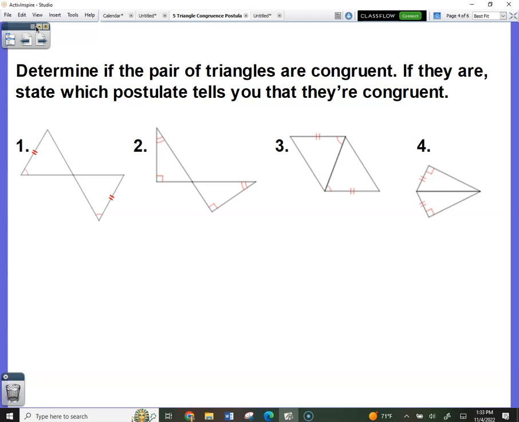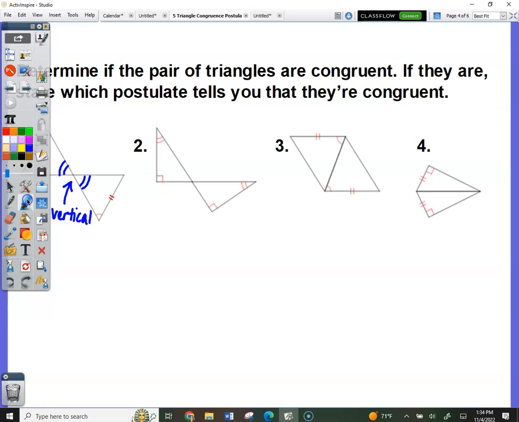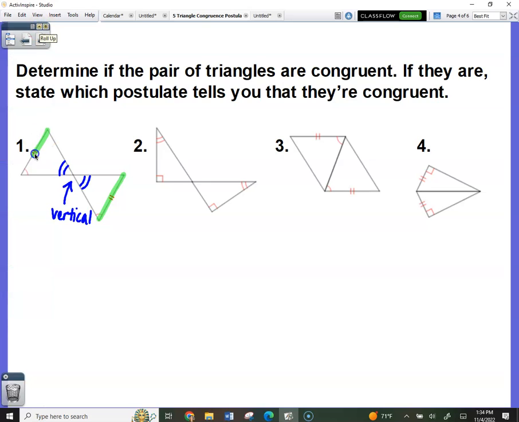So number 1, they're touching. What's supposed to be marked? Vertical. Take your pencil, draw an arrow, and say vertical. I promise, it is going to train your brain with what's coming next, and it will help. Now you're going to take an assessment. Take your highlighter and highlight the congruent side.